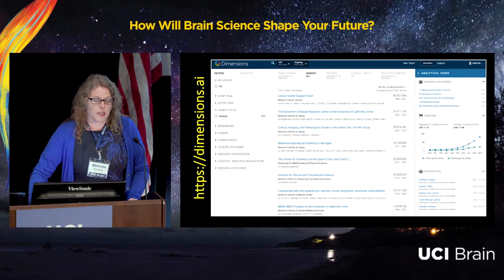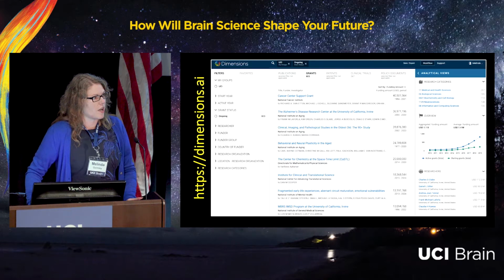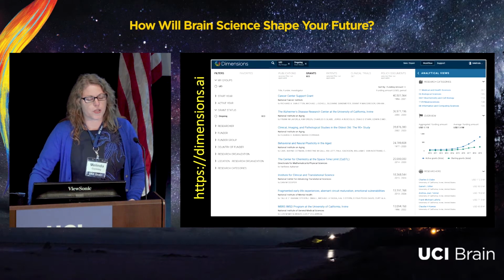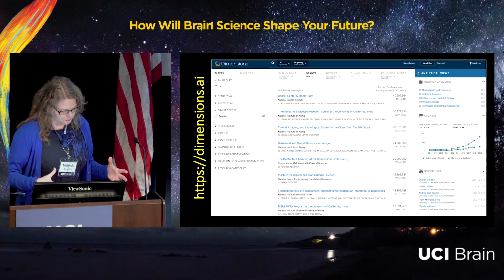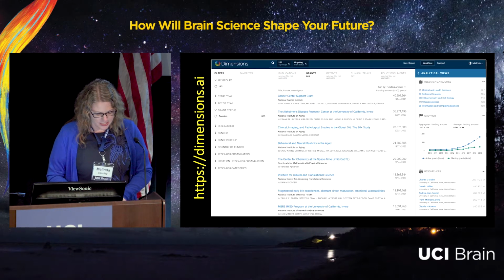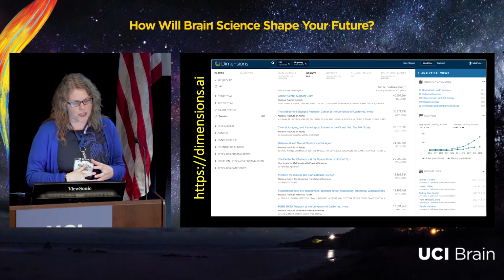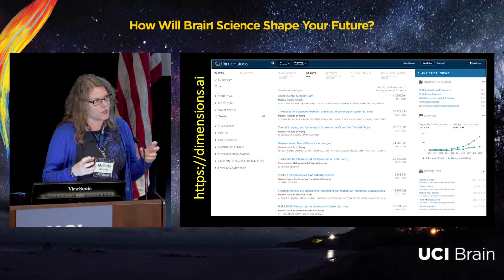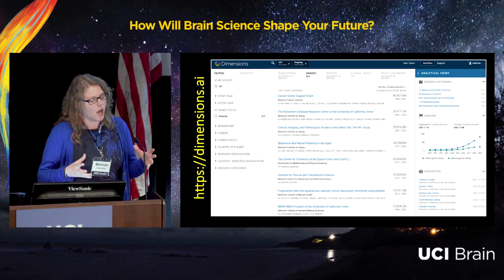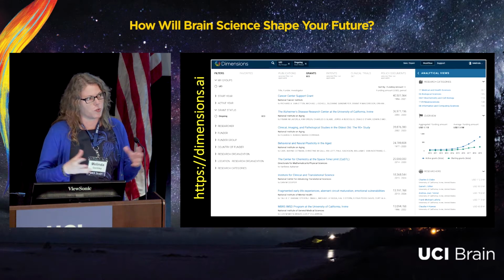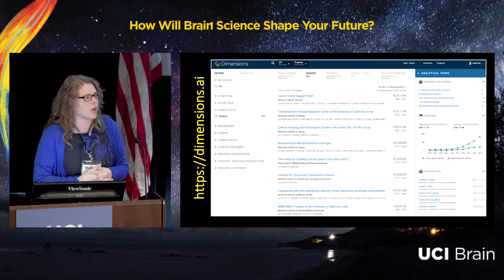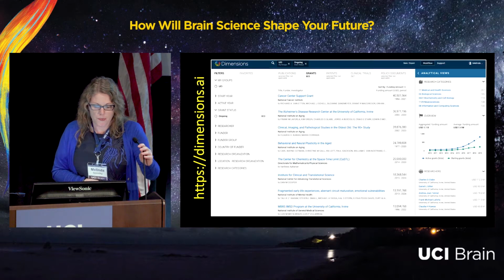So this is an example. I'm using screenshots for this presentation. This is Dimensions. What you see here, Dimensions is a system in which it pools various information. It actually has hundreds of partners that are international. It presents information and pools information about publications, grants, patents, clinical trials, policy documents.